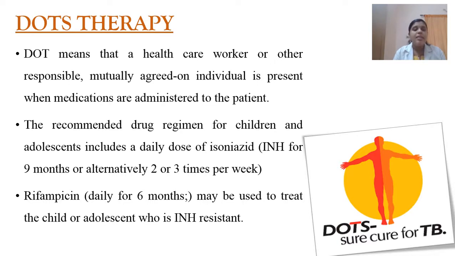Next is regarding rifampicin. Rifampicin daily for 6 months has to be given to a child if the child is isoniazid resistant. I already told you that multi-drug resistant tuberculosis is also present. So if INH is resistant, in such cases rifampicin can be administered to the child.